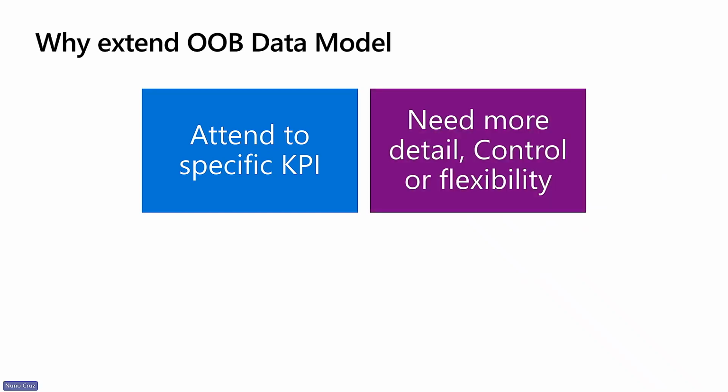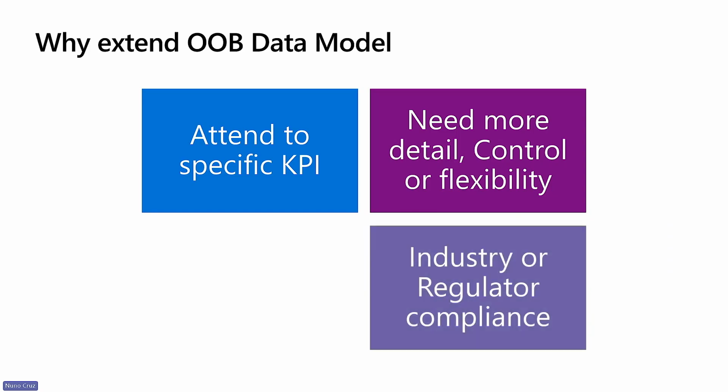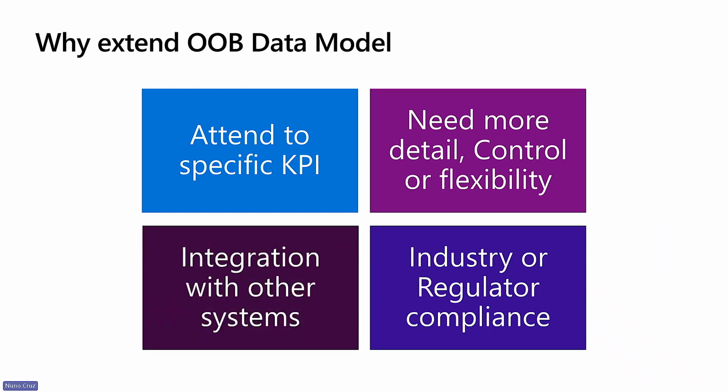When the out-of-the-box data model meets the requirements, but you may benefit from more details or a different control over how data will be displayed. For example, if you need to narrow down into some specific data. Industry or regulator compliance, so when local regulators demand reporting as evidence on a specific process. And finally, any integration with other systems, so when you need a specific data model to integrate with other external systems. There are some important facts to know from the prerequisites.